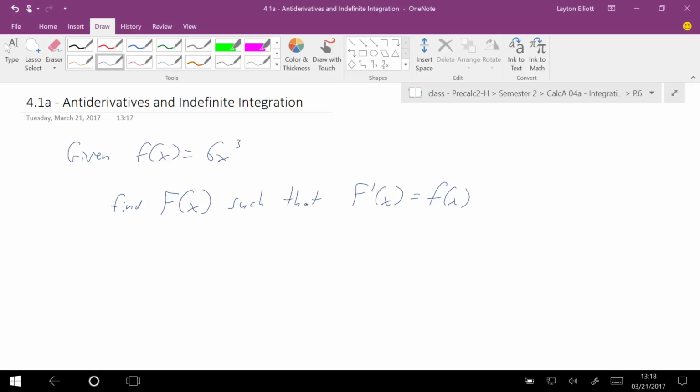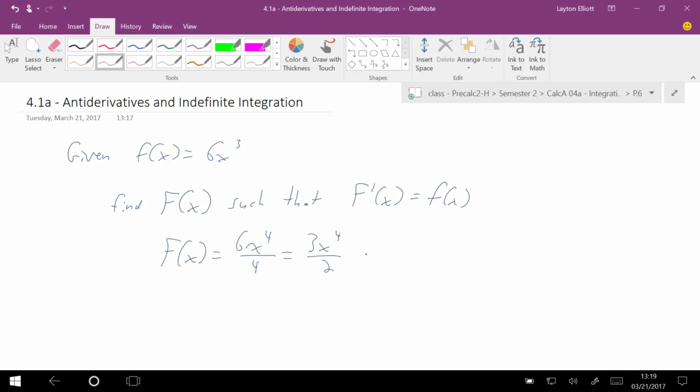And if you kind of work your way backwards from what we've been doing, you should arrive at something like F of x is equal to, well, I'm definitely going to want to increase the power of x. So I'm going to increase it to an x to the fourth, and then I'm going to divide by that 4. So that way, if I were to take a derivative, it would cancel out the 4 in the denominator. So I get 3x to the fourth over 2.